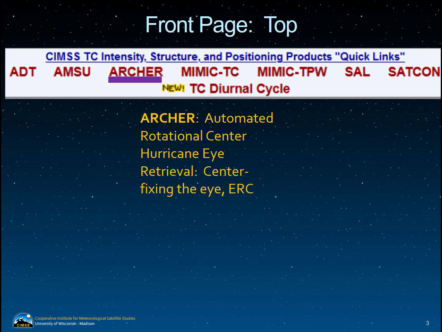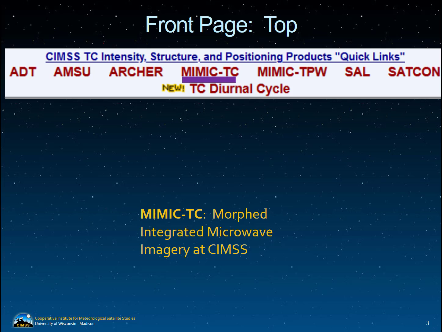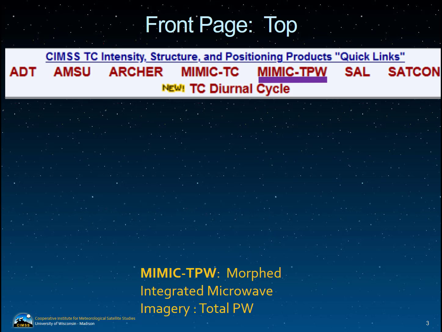Archer, which is the Automated Rotational Center Hurricane Eye Retrieval. This is for center fixing the eye, and it's also useful for eye wall replacement cycles. Mimic TC. Mimic is Morphed Integrated Microwave Imagery at CIMSS. Mimic TC shows you information about the hurricane. Mimic TPW shows total precipitable water.